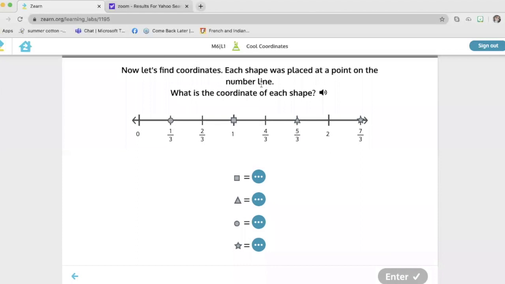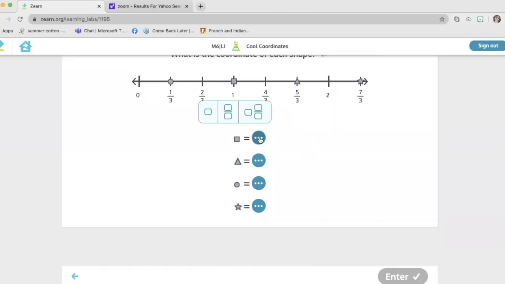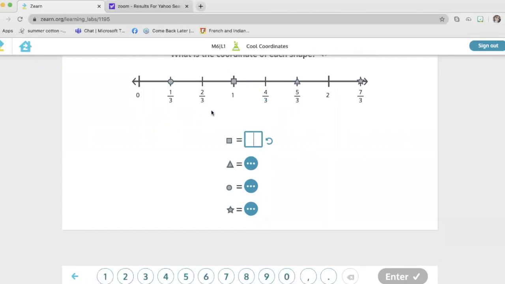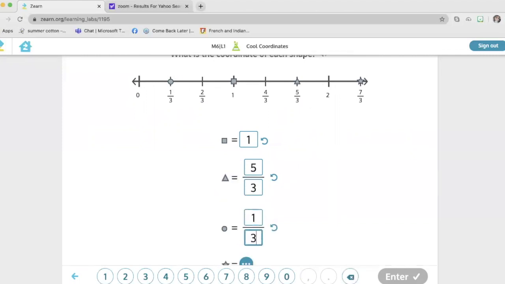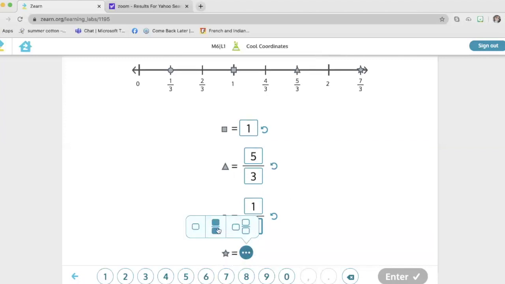Now let's find coordinates. Each shape was placed at a point on the number line. What is the coordinate of each shape? So we look at our square right here. I don't know if they want me to put it in whole number form. I guess so. So it would be 1 whole. Okay. The triangle is at 5/3. Again, I could put this as a mixed number, but I'm not really sure how they want me to put it. Our circle is at 1/3. And our star is at 7/3.